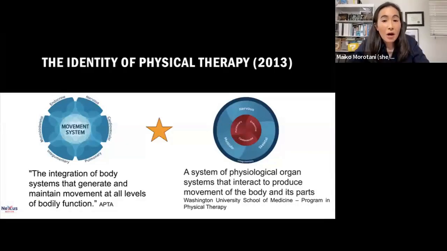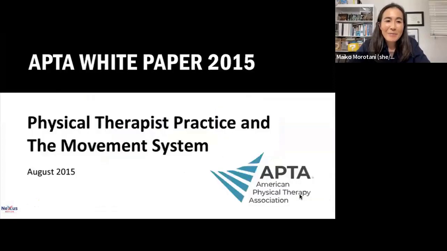But all of you are seeing orthopedic cases, which is great because I think the framework of the kinesiopathologic model is so user-friendly for the orthopedic setting. The APTA white paper that was published in 2015 is titled Physical Therapist Practice and the Movement System.